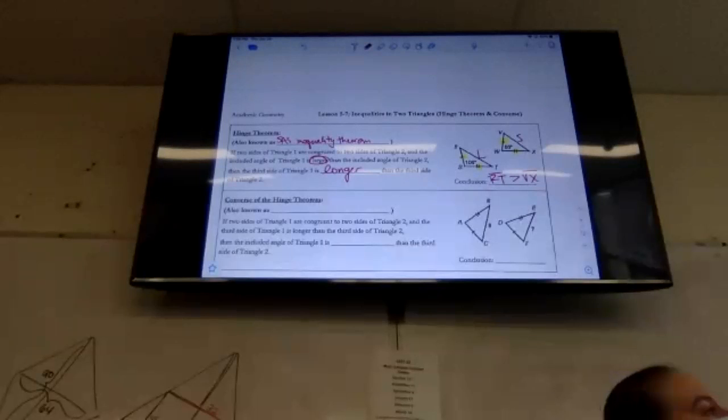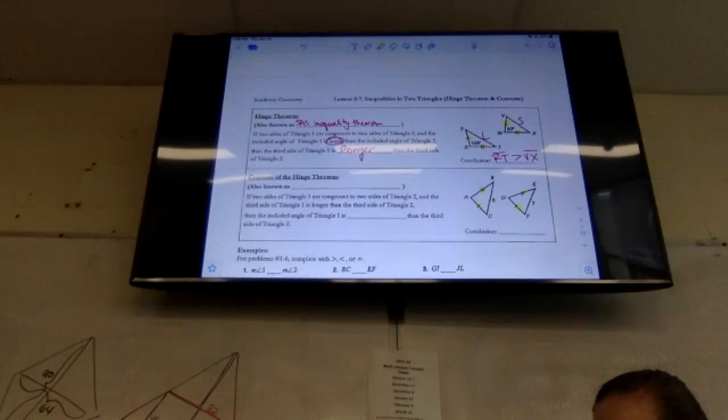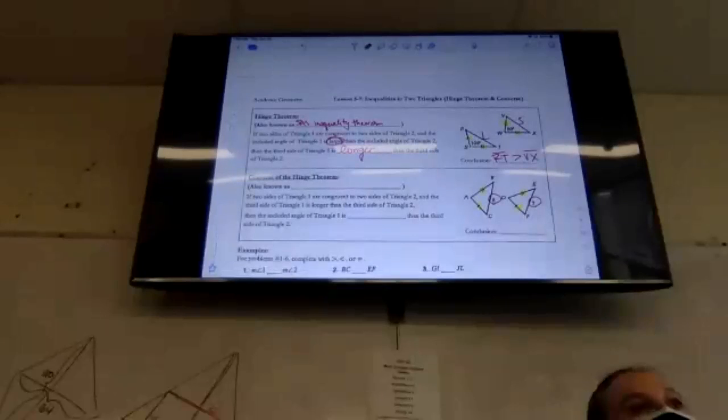Okay, we can also do the opposite. If I give you, like in the picture below, these sides are congruent and those sides are congruent, and I give you the third side instead of the angle, we can see which angle is going to be bigger. Is BC bigger or smaller than EF?